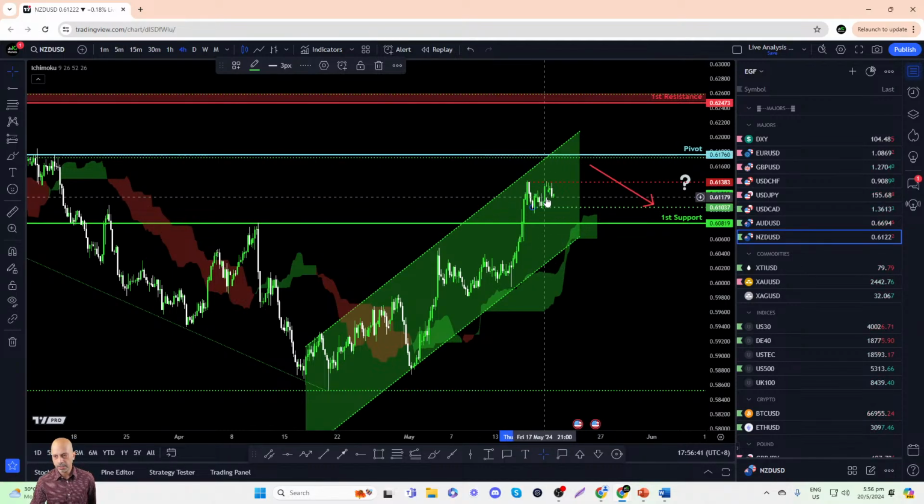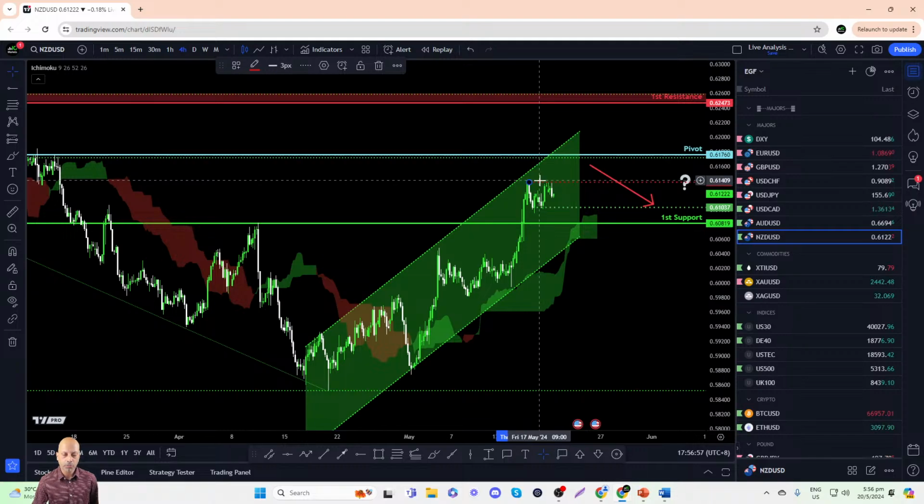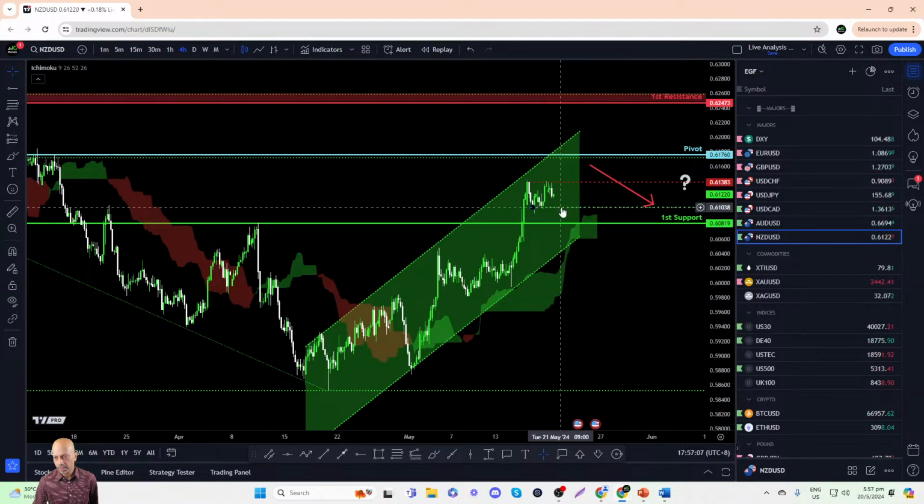Conversely, should we see the Kiwi stall over the next couple of days and perhaps break underneath this intermediate support, then this would give us a potential bearish breakout opportunity. Should that bearish breakout occur, I would place my stop loss slightly above this intermediate resistance at 61.38. So perhaps 10 to 15 pips above this intermediate resistance would be a suitable stop loss for any potential bearish breakout as well.